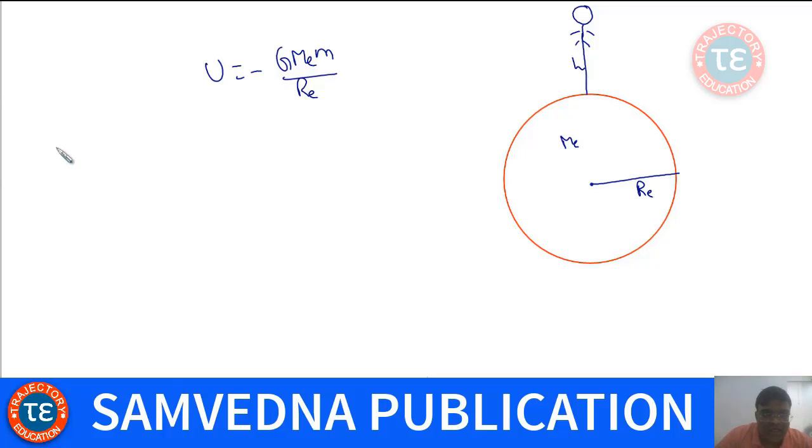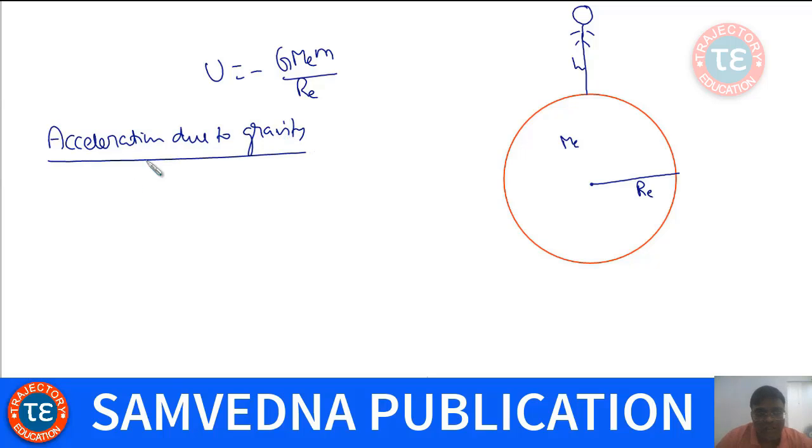Before I discuss this case, I'll introduce to you what we call acceleration due to gravity. Then we will discuss this case. We'll get a formula for the potential energy when a person is at a height h from the earth's surface. So what is acceleration due to gravity?